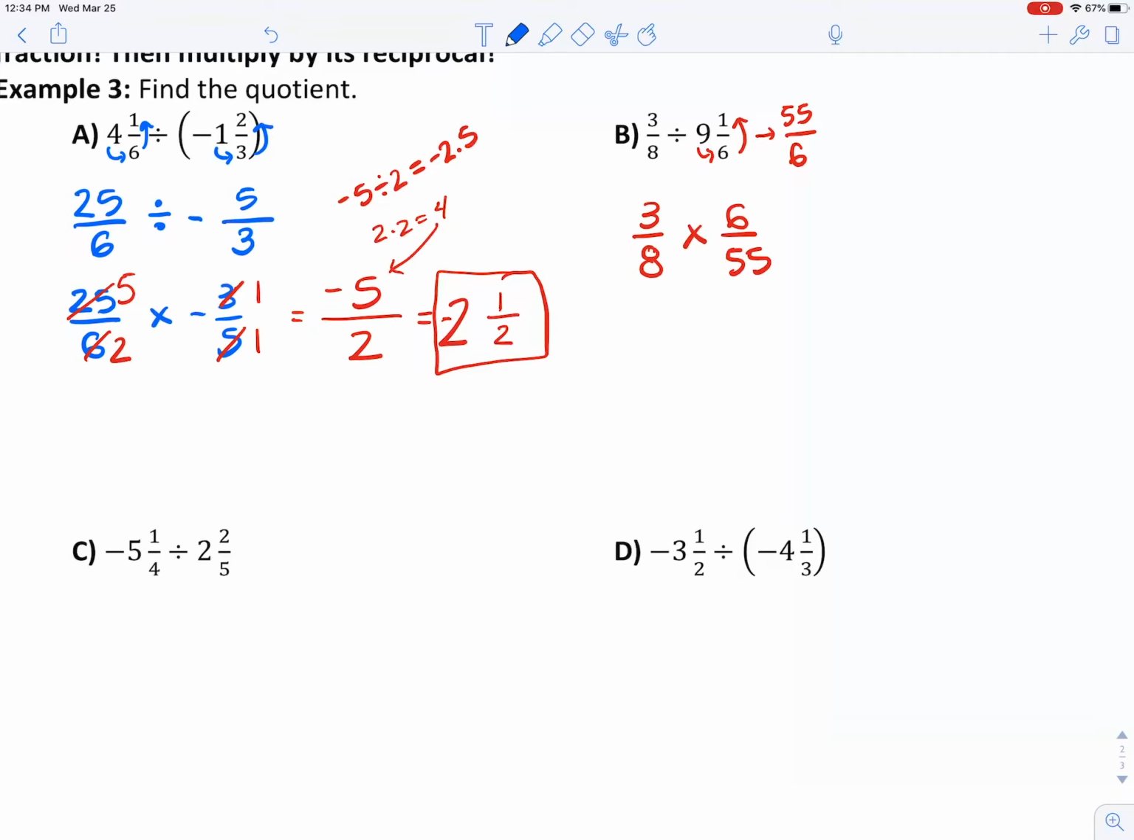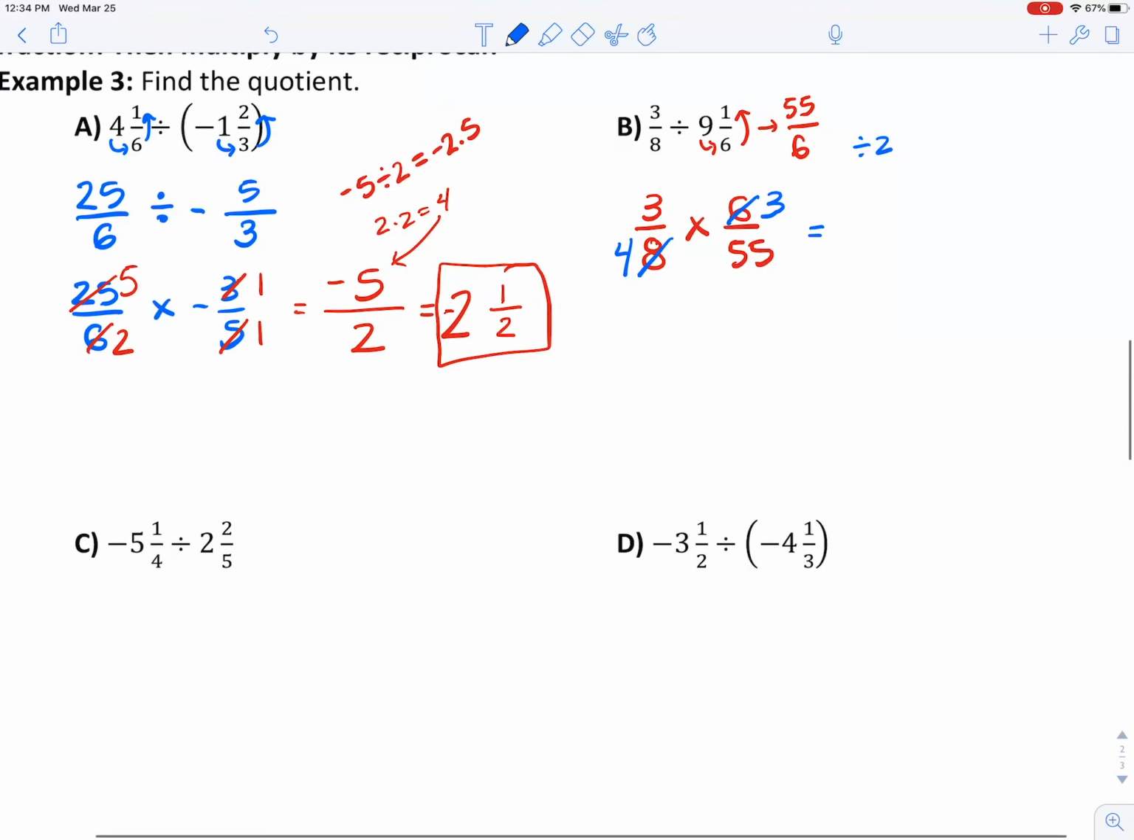Okay, here we have an 8 and a 6. I know that both of those are divisible by 2. So 6 divided by 2 is 3, and 8 divided by 2 is 4. Okay, now we have 3 times 3 on the top is 9, and 4 times 55. I'm going to use a calculator for that. That's totally fine. And that is the number 220. Okay, and actually that is as simplified as you can make it. So we are done there.